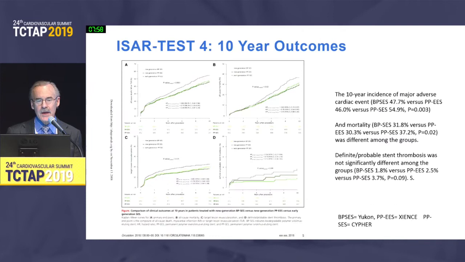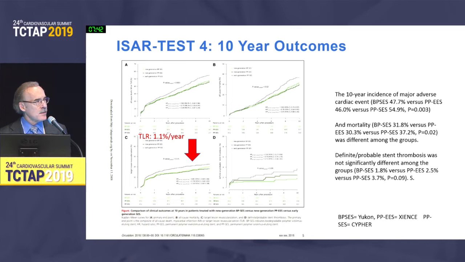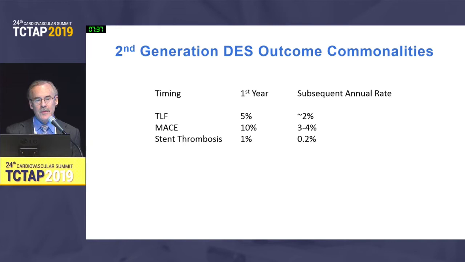We have ISAR-TEST 4, we have 10-year outcomes. You'll recall this was a randomized trial between Endeavor, Xience, and Cypher. Endeavor and Xience tended to do better, but the same message accrues here. We have early events in the first year, and then we have sort of an inexorable 1% per year target lesion revascularization rate.